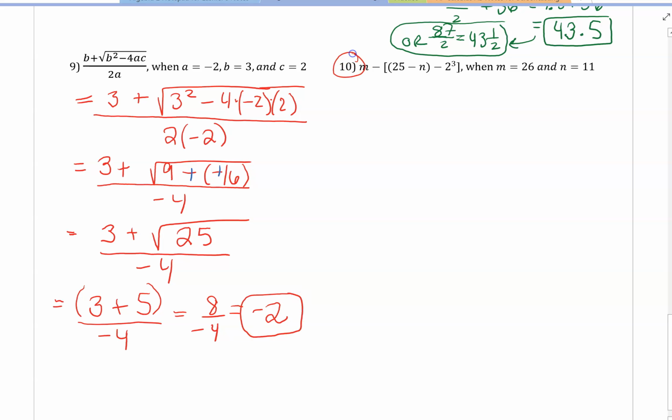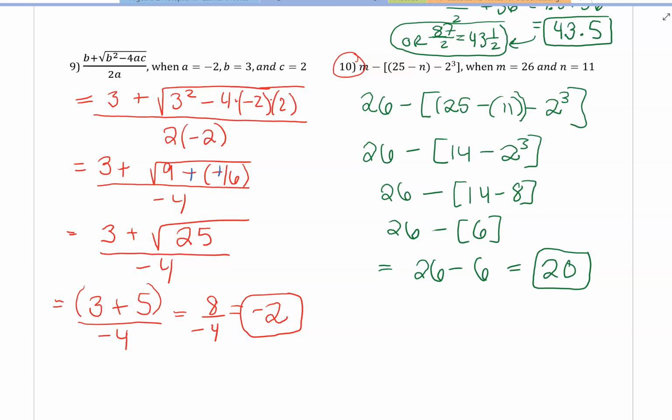Why don't you guys try number 10? Okay, so here in number 10, basically we've got m minus the quantity 25 minus n in parentheses minus 2 cubed. So I need to replace this m with 26 and this n with 11. And so I have 2 sets of grouping symbols. I've got brackets and parentheses. So you kind of start with what's inside the brackets, and then once you're inside the brackets, you have to do parentheses first. So that's 25 minus 11, which was 14.